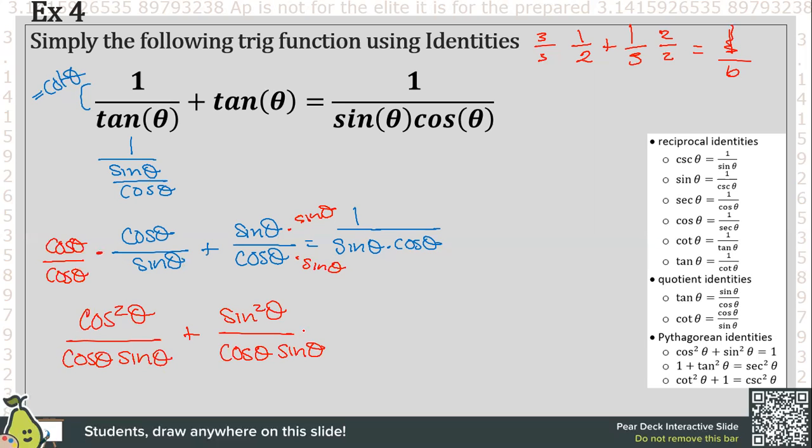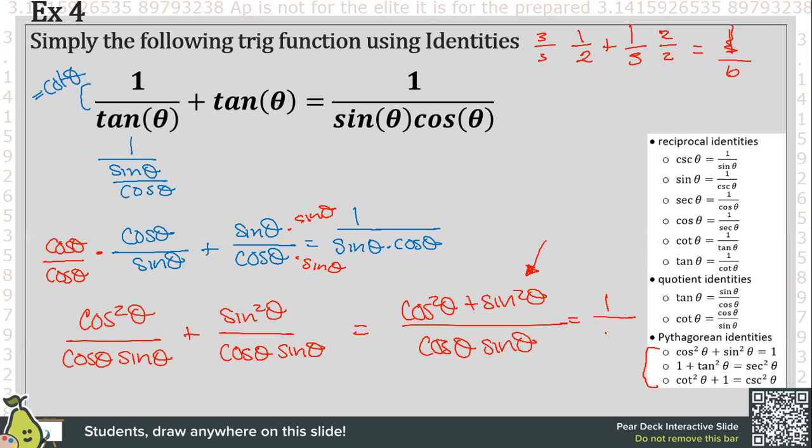Now that we have the same base, just like the example we did before, this is the same thing as saying cosine squared theta plus sine squared theta all over the same denominator, cosine theta sine theta. Okay, so I'm going to go ahead and ask you guys, hey, what property do you see here? Cosine squared theta plus sine squared theta. Which one of these Pythagorean identities can help you out? In this case, it would be 1 divided by cosine theta sine theta. Okay, this would be our solution, and indeed it does equal the right hand side and the left hand side.